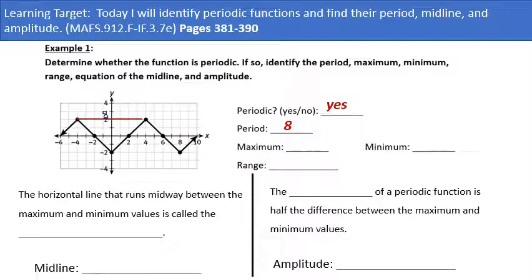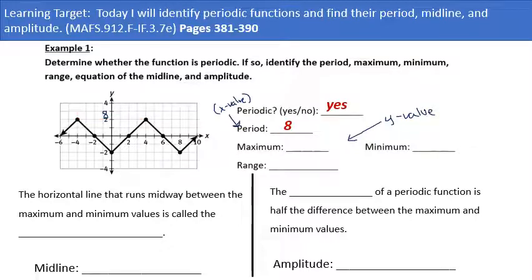Okay, what's the maximum value? I'll just put a little note here. Period, we always measure by the x values. That's going to be different from the maximum and minimum, because for maximum and minimum, we're going to look at the y values. So what is the maximum? What is the minimum?